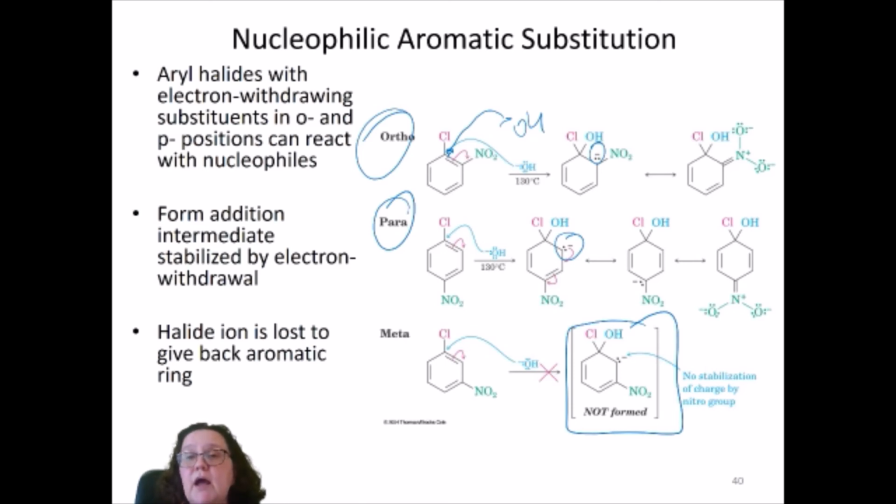So you end up being able to do nucleophilic aromatic substitutions if you have a halogen which is in ortho position or in para position to an electron withdrawing substituent, a nitro group or a carbonyl group, for example.